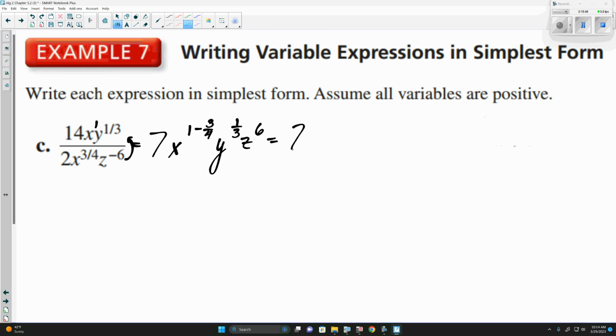Now we do need to simplify some things, mainly x is to the 1 minus 3/4. And what is 1 minus 3/4? So we have 7x to the 1/4, y to the 1/3, z to the 6. Do we have any negative exponents? Do we have any fractional exponents in the bottom of a fraction? Do we have any variables in the bottom of the fraction? No. So that is as simplified as it gets. Questions on this here?